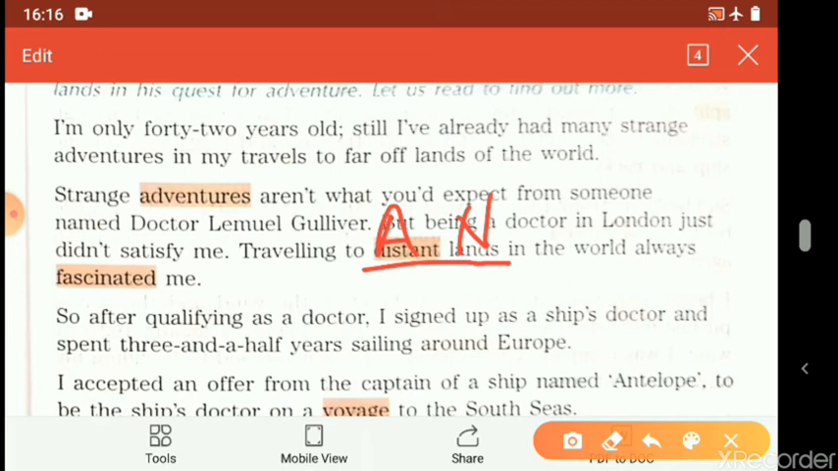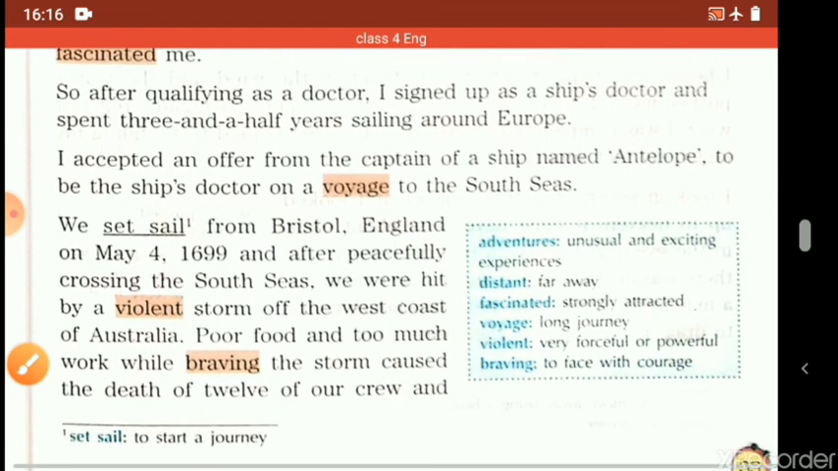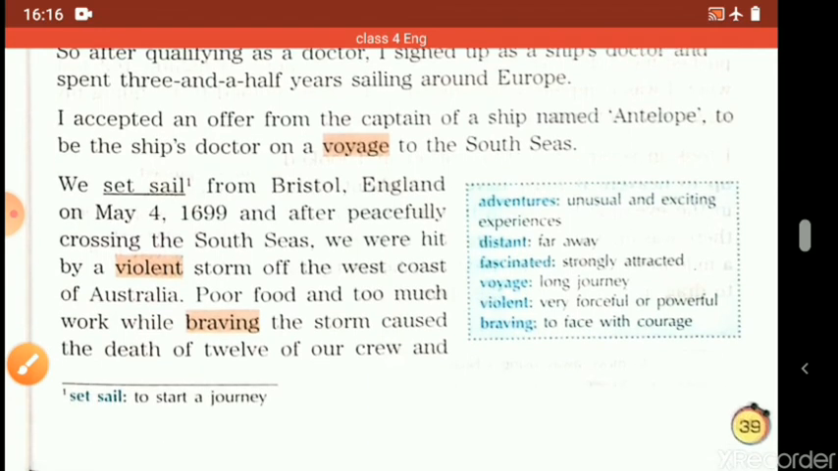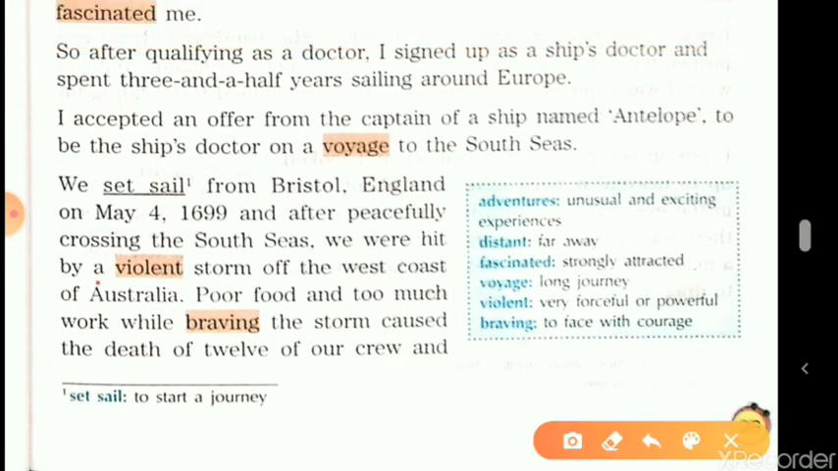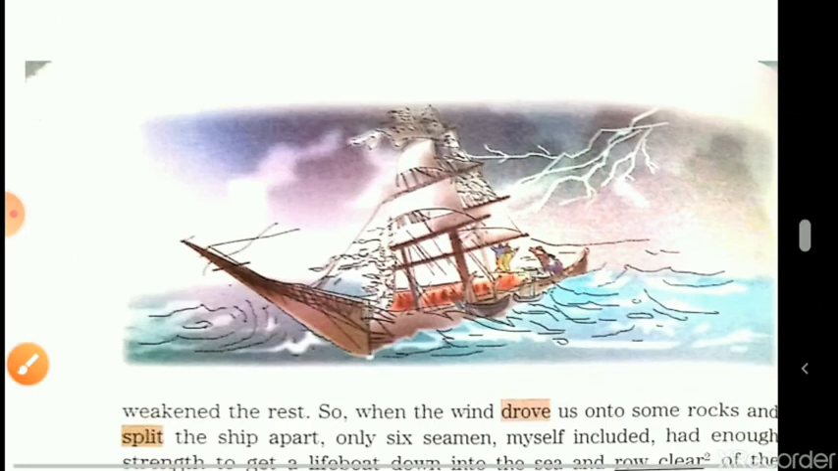Now children, the third is again on the same page. Last paragraph. Violent storm. Violent आपका बेटा क्या है? Adjective है and storm is noun. Violent storm. Storm कैसा था? Violent. So violent is describing the storm. Violent is adjective. Storm is noun. Violent storm. Now let's turn to the next page.